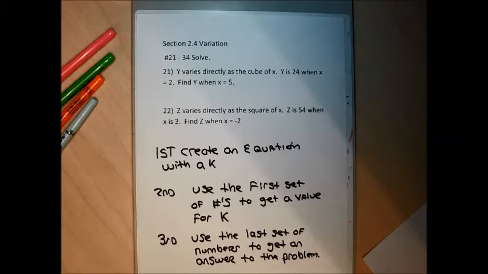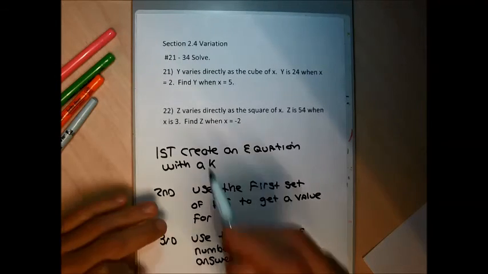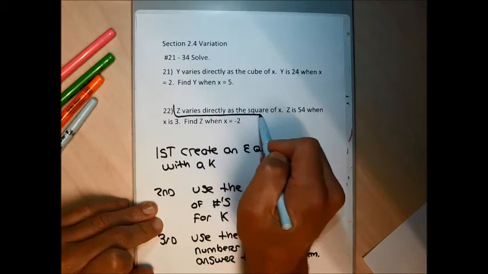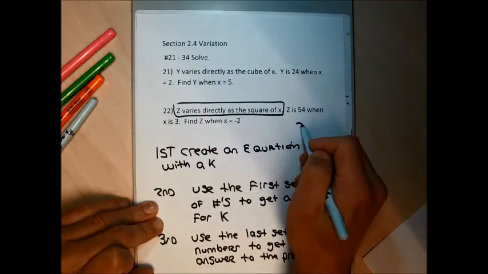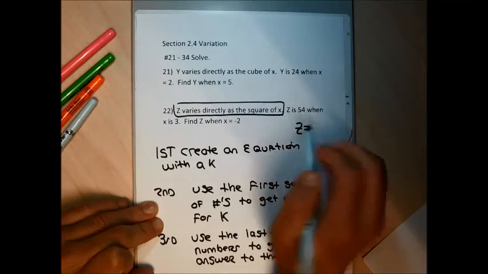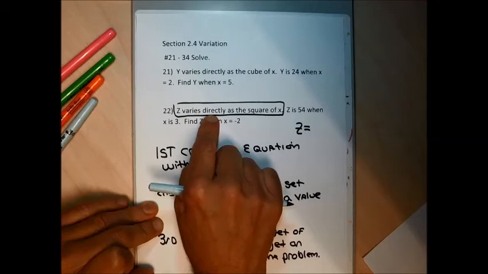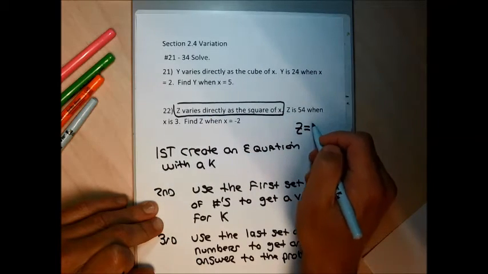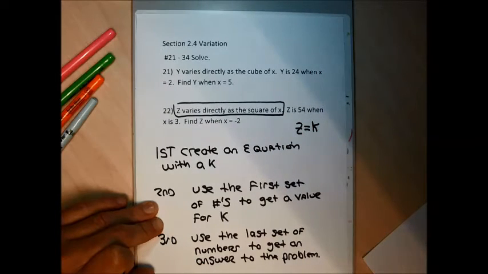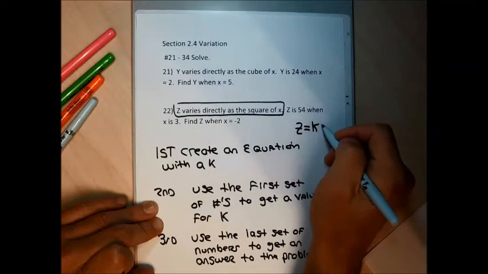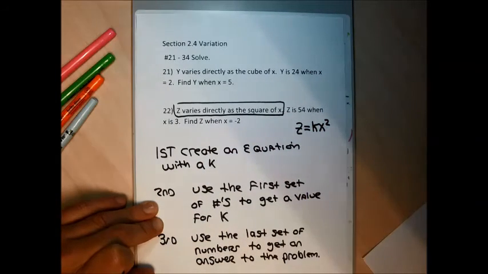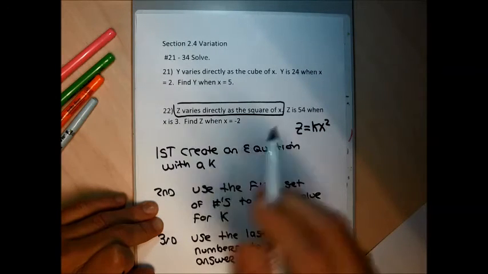So first step in problem 22, I'm going to create an equation that has a k. I'm going to use the first sentence to do that. In my first sentence, the first letter I see is the letter z. I'm going to write a z followed by an equal sign. The key word is directly, so I don't get a fraction. After all these problems, I need a k. If I see the word inversely, I need a fraction. Directly or jointly, I don't need a fraction. So this is directly, I don't need a fraction. After the word directly, I see the square of x, and that gives me an x with an exponent of 2 after the k.